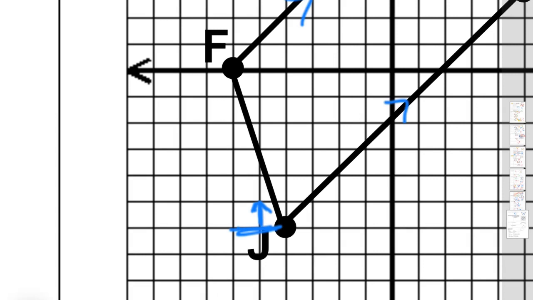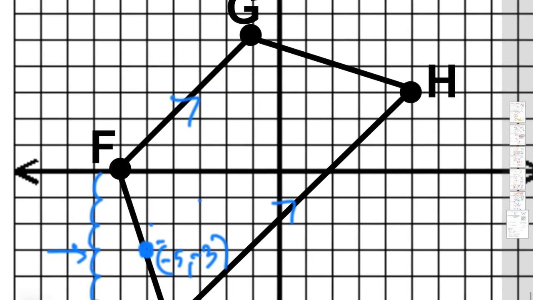And then half the distance if we're changing Y. I went 1, 2, 3, 4, 5, 6 units. Half of that would be 3. So I'm looking at this line, bring them together, and that gives me my midpoint. The midpoint here is located at negative 5, comma, negative 3.